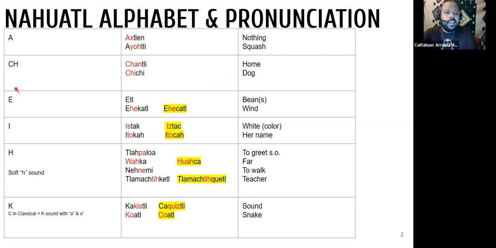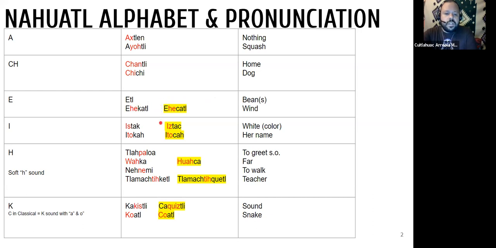E, right? Every time you see this letter, it'll always be an e sound. It'll never change. Ehecatl. Right, here are the meanings.